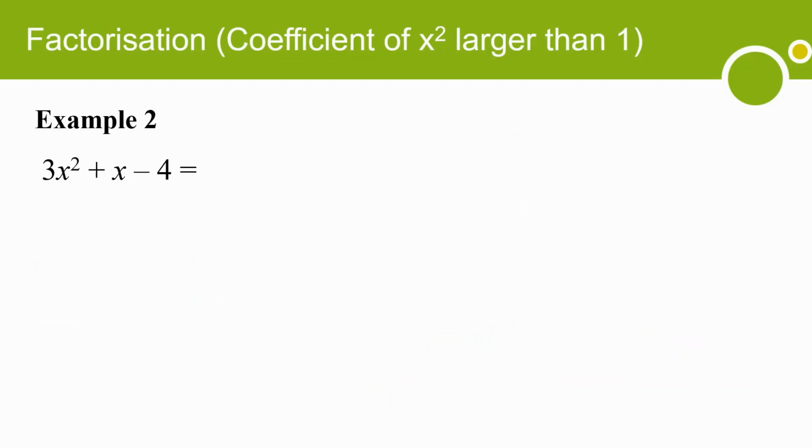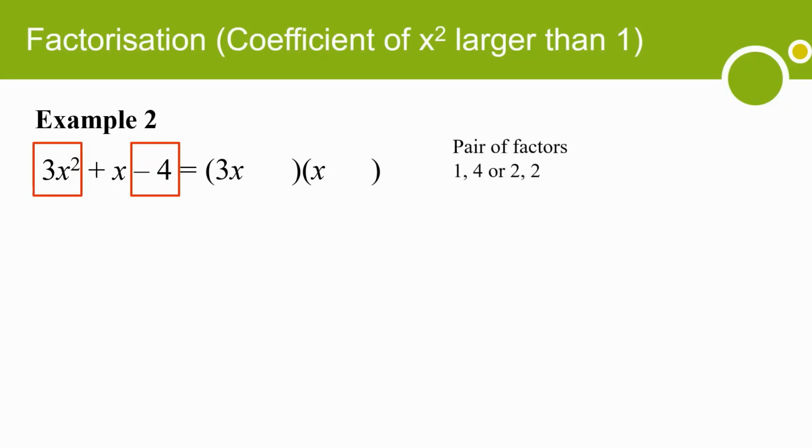Let's look at another example, 3x squared plus x minus 4. The first step, looking at the first term, 3x squared, it will be 3x times x. Second step, we look at the last term, negative 4. 4 has factors of 1, 4 or 2, 2. And we need to ask ourselves which of these will add up to give us positive x. And be reminded, because it's a negative 4, one of the factors must be a negative.